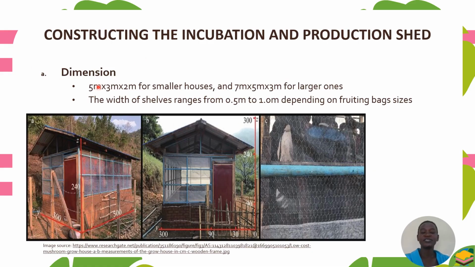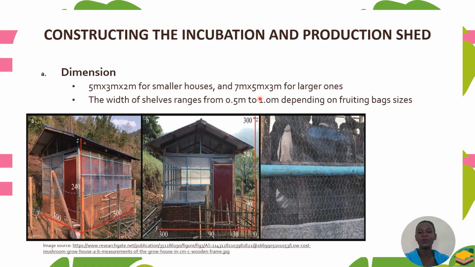So, of course, the dimension will depend on whichever size you are looking for. If it is a smaller house, it can be 5 meters by 3 meters by 2 meters. 5 meters in terms of length, 3 meters in terms of width, and 2 meters in terms of height. That is for the smaller houses.